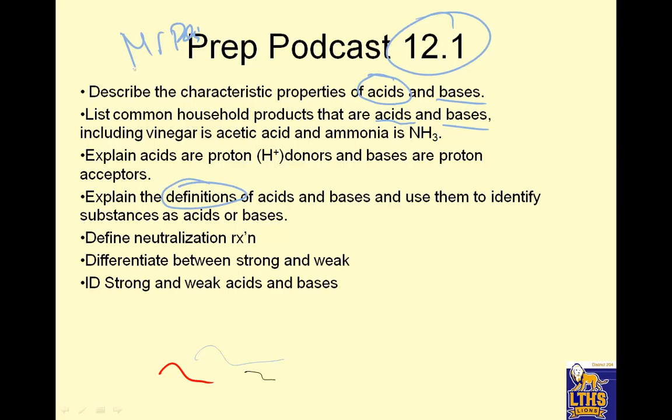So we've got definitions and properties. Define neutralization reactions. Differentiate between strong and weak acids and bases. Wow, that's a lot of stuff. So let's hop into it.